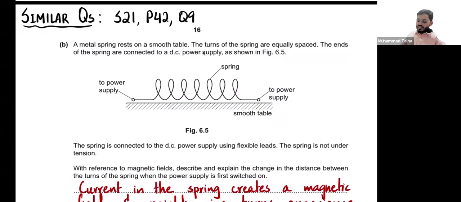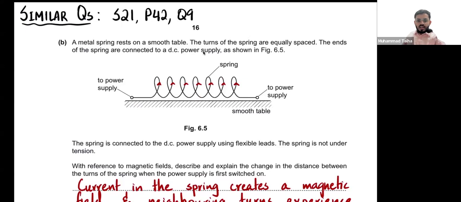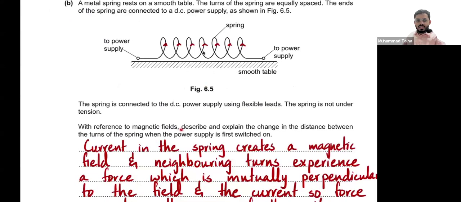And the idea is that the first thing to identify is that they would all be carrying current in the same direction. This is the most important thing to see. So current goes here, then out of here. So all of the adjacent turns take current in the same direction. It says with reference to magnetic fields, explain the change in the distance.